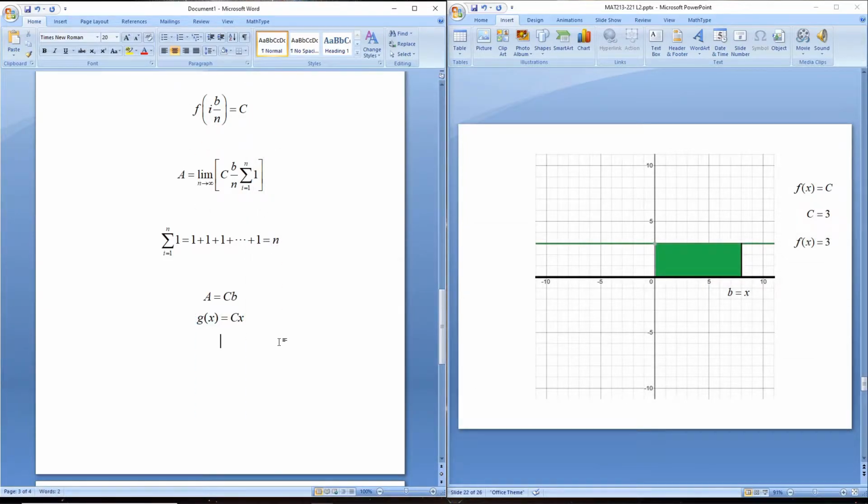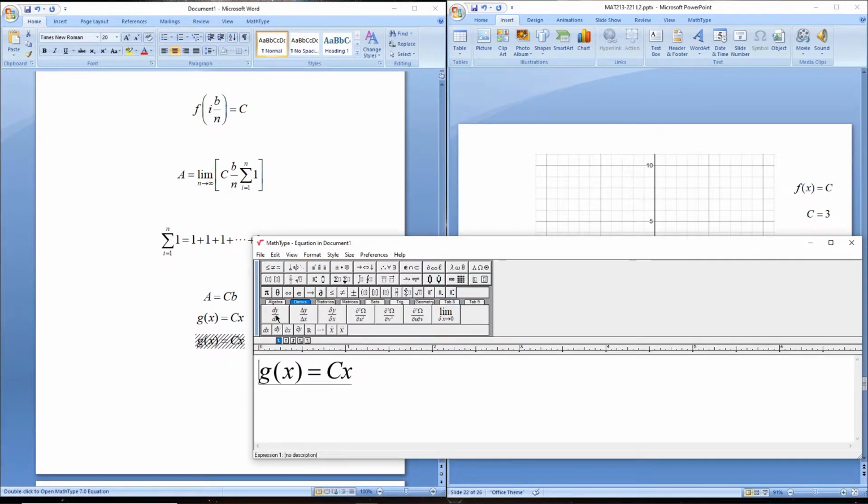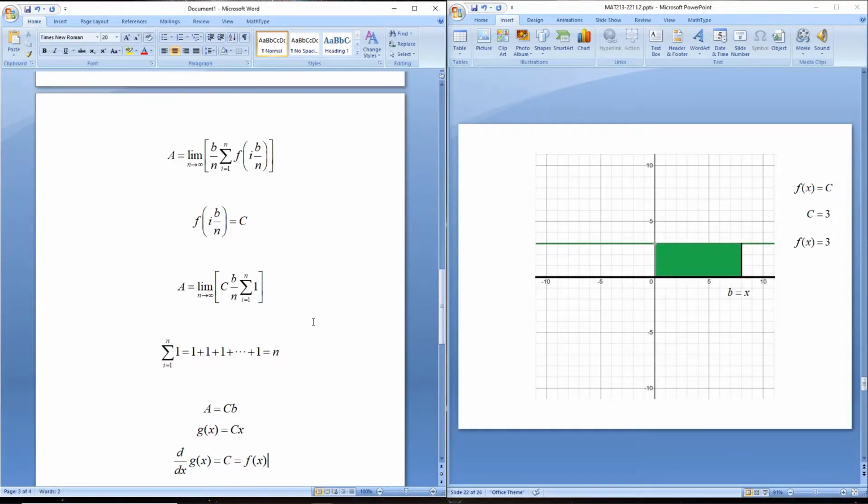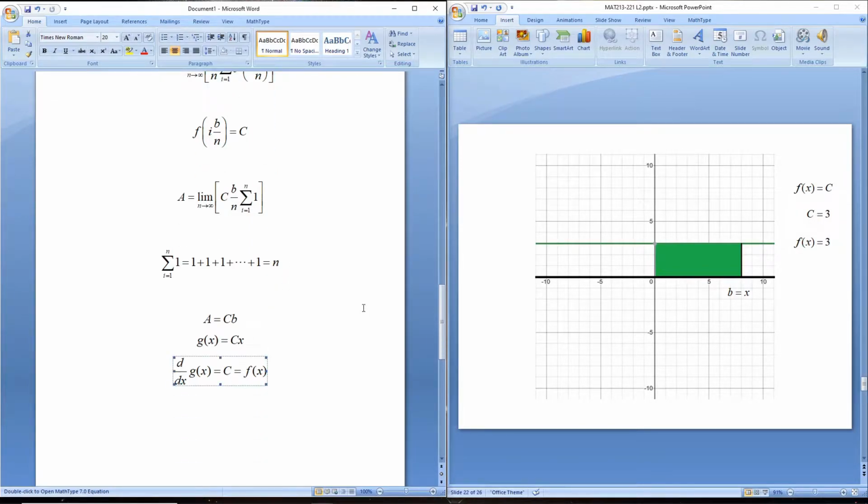And notice that if we take the derivative of both sides, so the derivative of cx with respect to x, well, that derivative is just c. And notice c is the original function that we started with. So that's pretty cool. We started here with the limit of this summation. We started with summing infinitely many rectangles, and we ended up getting a relationship to the derivative.